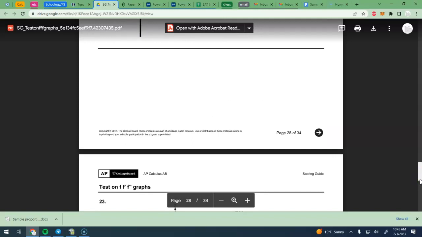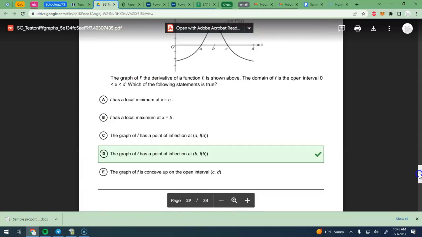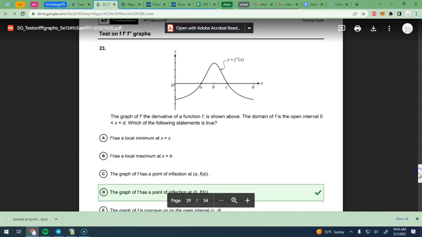So 23, and again, I'm going to go through it a little bit more than just the question they're asking. If I were to ask you, so this is the derivative, this is f prime. If I were to ask you what type of point A is on the original graph, what would you tell me?